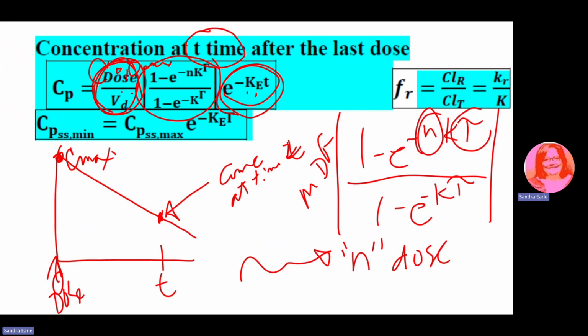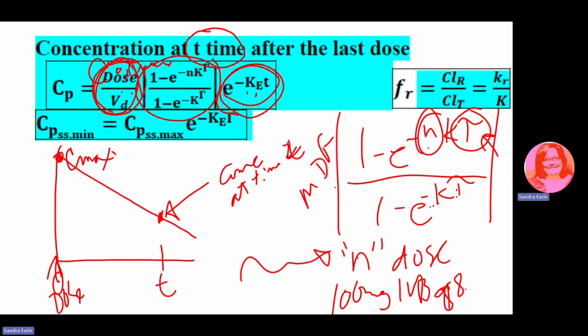every tau hours. So if we're giving 100 milligrams IV bolus every 8 hours, right? We would put our tau in here of 8 hours. We'd have to know the half-life or the K. If you know the half-life, you know the K. If you know the K, you know the half-life, right? So we'd have to know that. And then however many doses after.